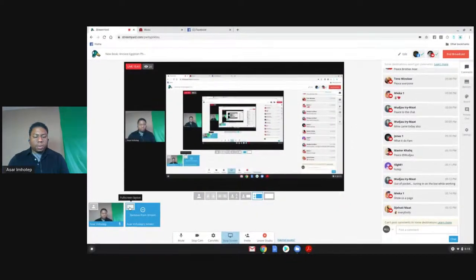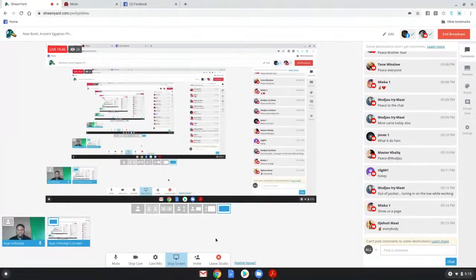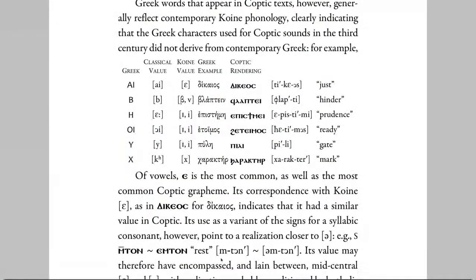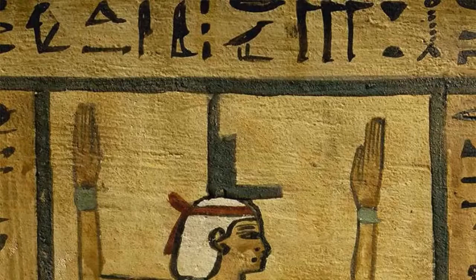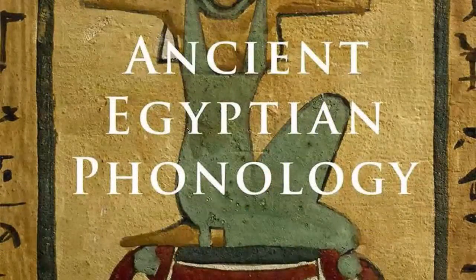Now, show us the page. I actually bought myself the PDF version, so when I'm traveling and I can't hold the book in hand, I have a PDF version. I'm going to share my entire screen. I'm looking at my other devices to see if it has shown up. Okay, there we go. So here's the text, Ancient Egyptian Phonology.